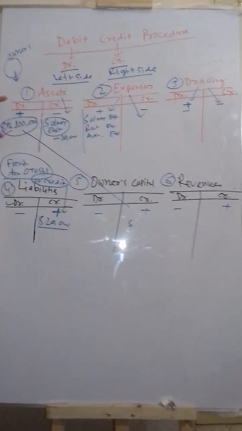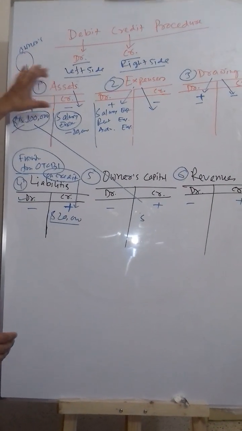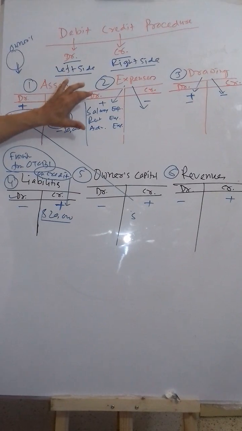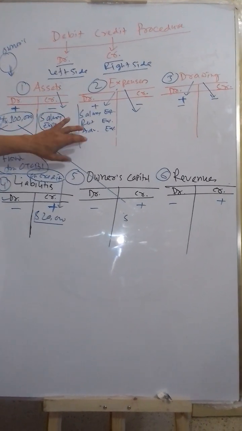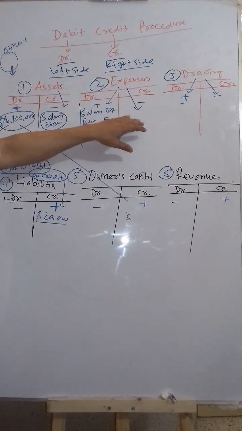And first one, assets. If asset increase of an organization, asset must be debit, and if asset decrease, asset must be credit. And expenses. If expenses increase, all expenses will be debit. Suppose salary expense, rent expense, advertising expense, these expenses will be debit. And if expense decrease, expense will be credit.